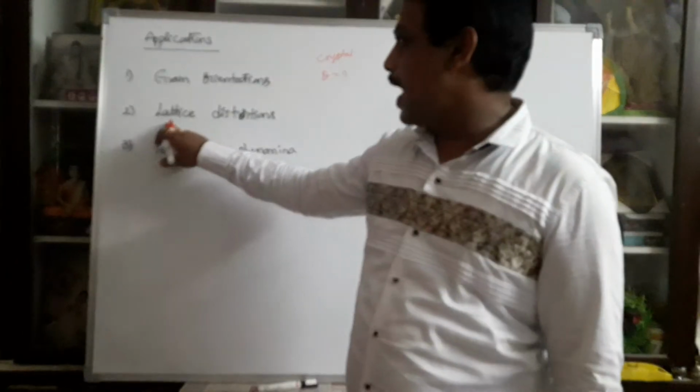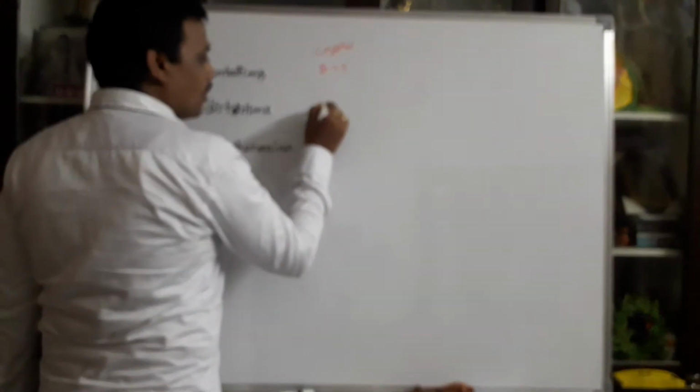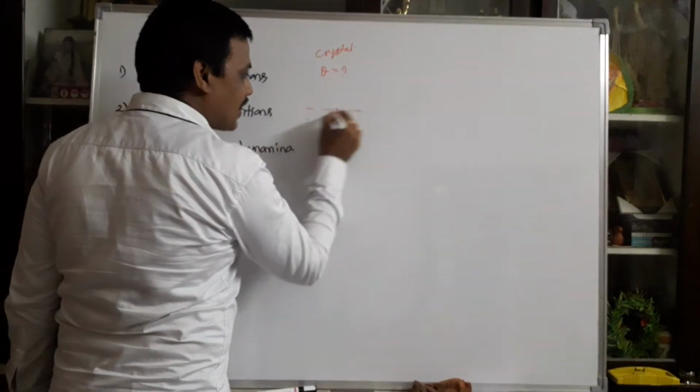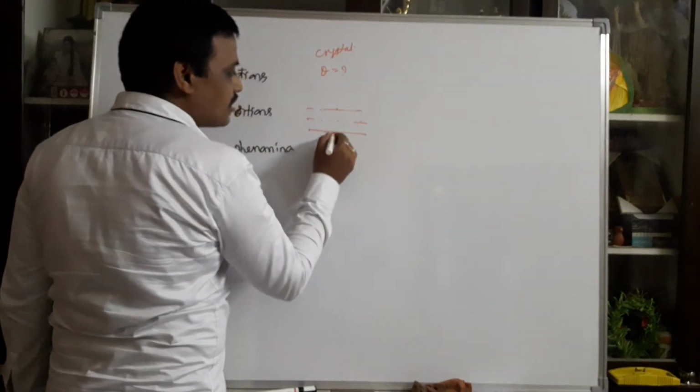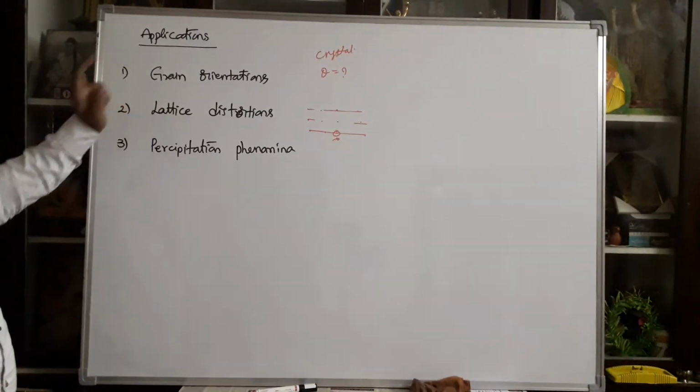Second one, lattice distortion. Here take the crystal. A crystal is nothing but a combination of lattice points, a combination of lattice planes. At any condition there may be a defect. Suppose here there is no lattice point. So a defect can be identified by using the Laue method.